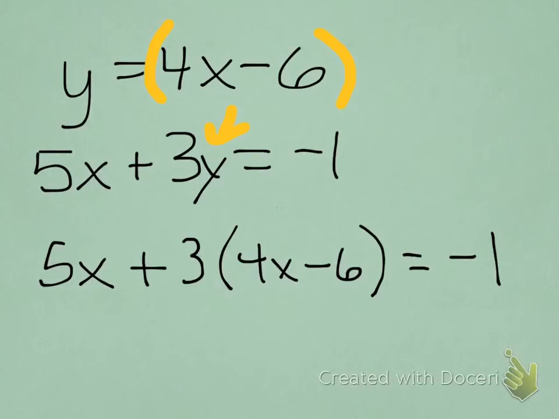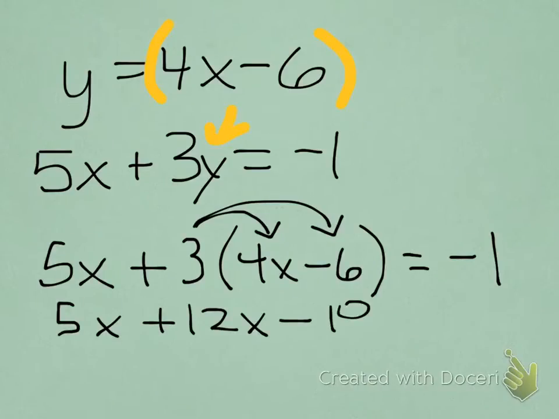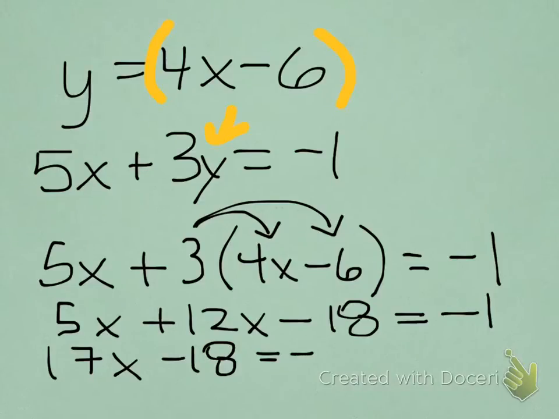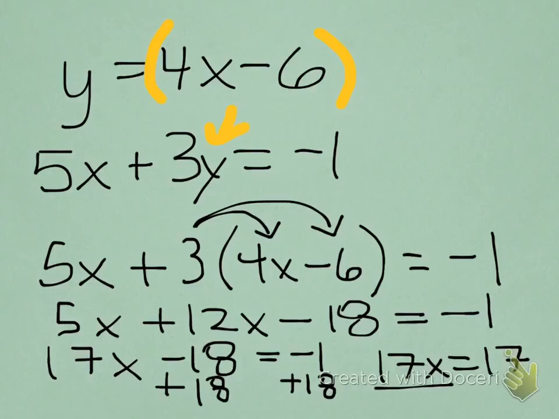Notice now that we have all x's in this equation, so we can actually solve this equation for x. So we're going to have to distribute. Combine like terms. And now get the variable by itself. So that I get for my answer, x would be 1.